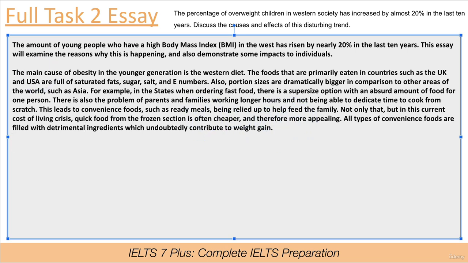Okay, let's read this back and see how this sounds. The main cause of obesity in the younger generation is the Western diet. The foods that are primarily eaten in countries such as the UK and USA are full of saturated fats, sugar, salt, and E numbers. Also, portion sizes are dramatically bigger in comparison to other areas of the world, such as Asia. For example, in the States, when ordering fast food, there is a supersize option with an absurd amount of, we can say, calories.